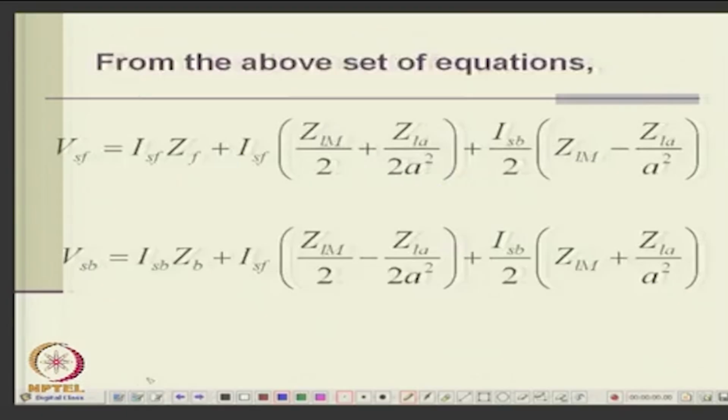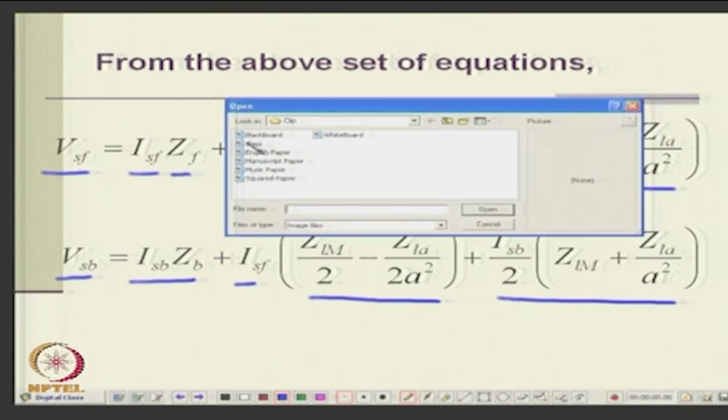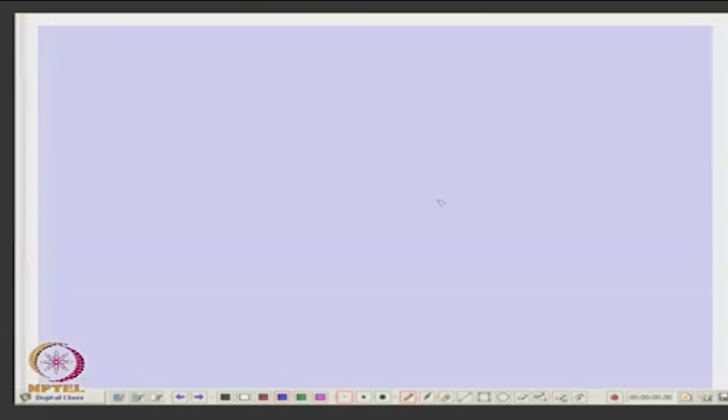Then from this set of equations we said V_sf will be I_sf Z_f plus I_sf into (Z_lm by 2 plus Z_la by 2a squared) plus I_sb into (Z_lm by 2 minus Z_la by 2a squared), and V_sb, the backward, will be I_sb Z_b plus I_sf (Z_lm by 2 minus Z_la by 2a squared) and I_sb plus this. Maybe we will try to derive this in a little more proper way.